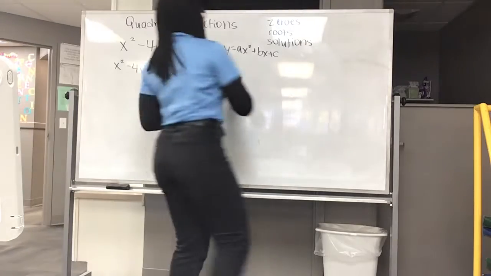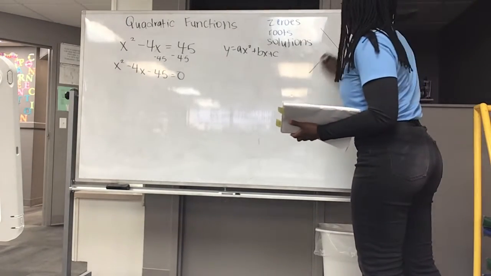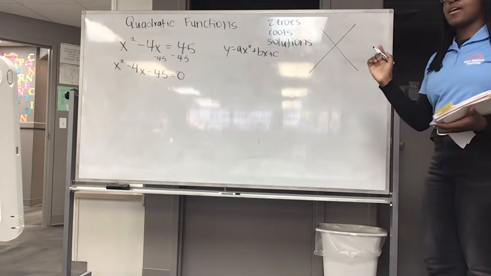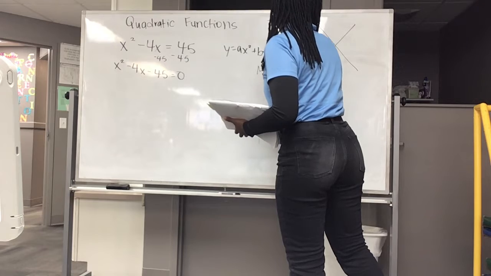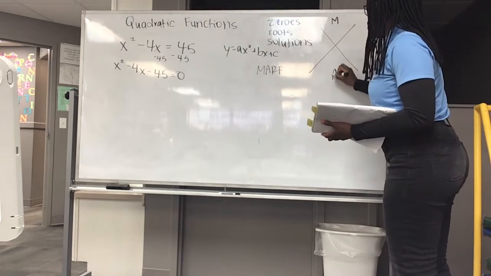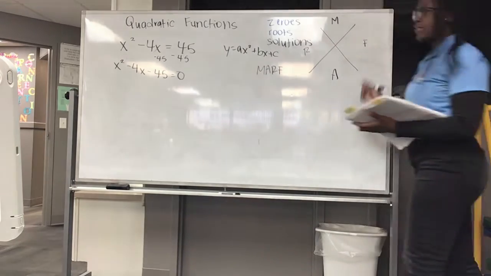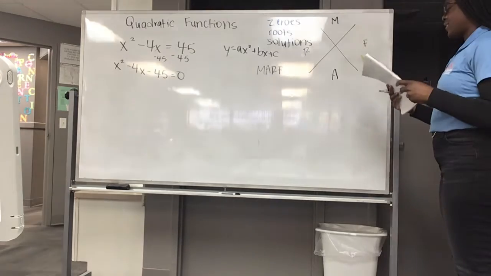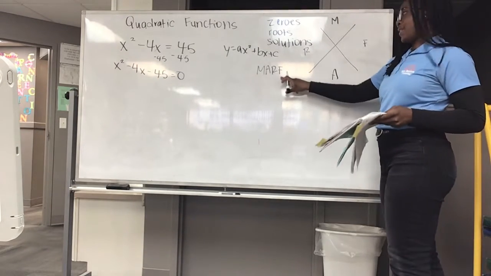So I'm going to draw that over here. Hopefully you can see it. Okay. Basically, I draw a little cross. It's morphing, and so the M goes up here. A is at the bottom. We have an R at the side and then an F on the other side. What MARF stands for is multiply, add, rewrite, and then factor.